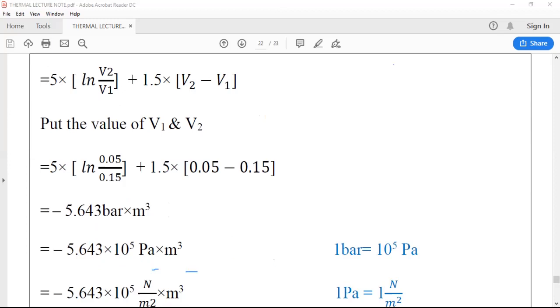So 5 into ln of V2 0.05 divided by 0.15, plus 1.5 into 0.05 minus 0.15. So the answer will come minus 5.643. Why is the unit bar?